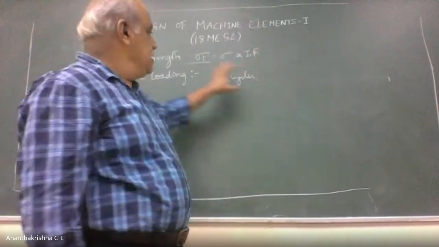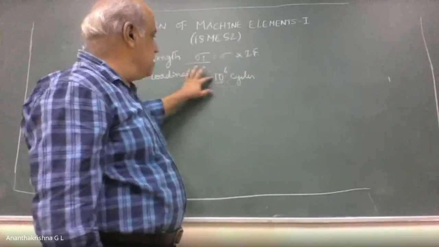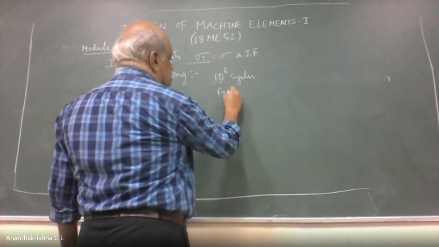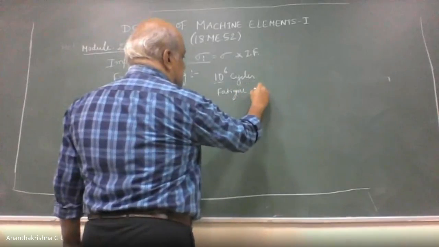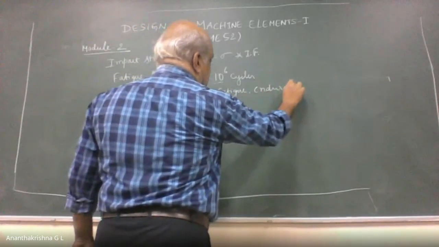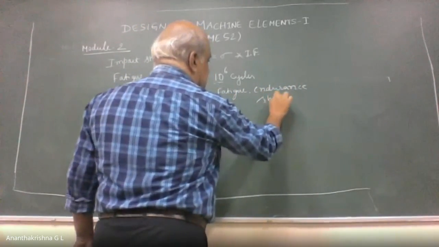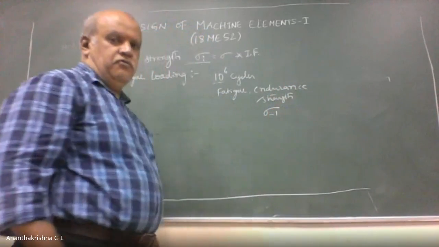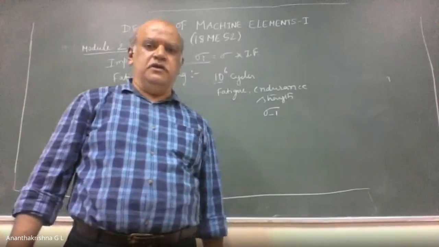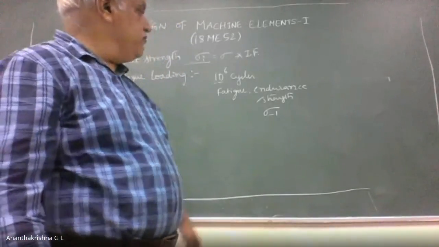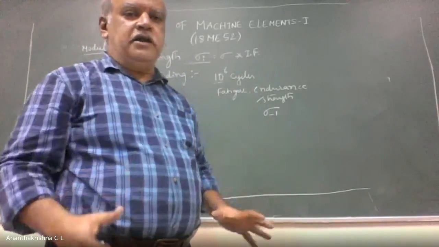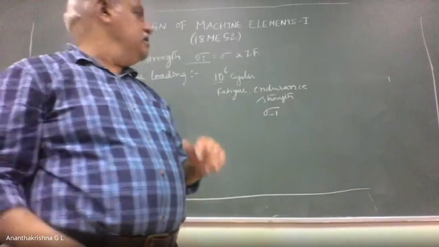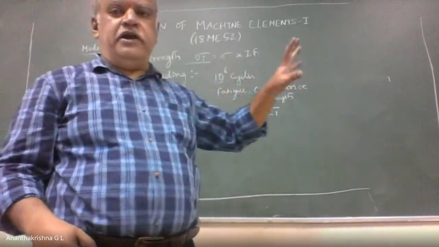The stress at which it will cross 10 power 6 cycles, that strength is essentially called fatigue strength, or it is also called endurance strength, denoted by sigma subscript minus 1. Is that okay? Therefore, components in practice would fail because of repeated loading. Such a failure is called fatigue failure.